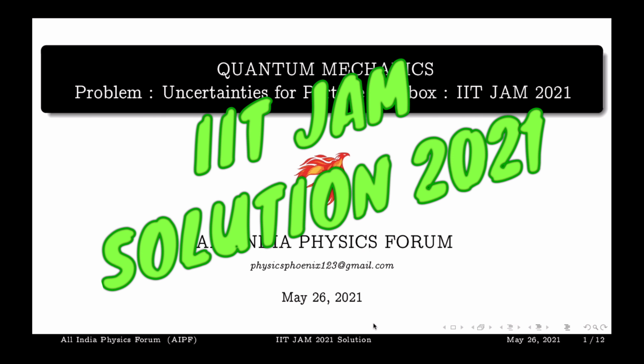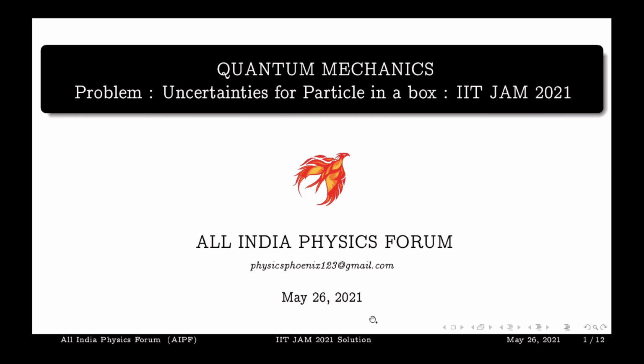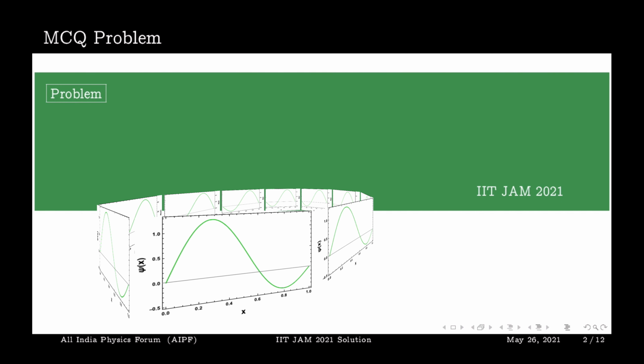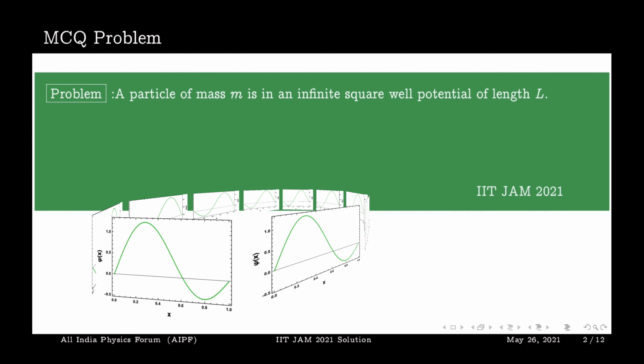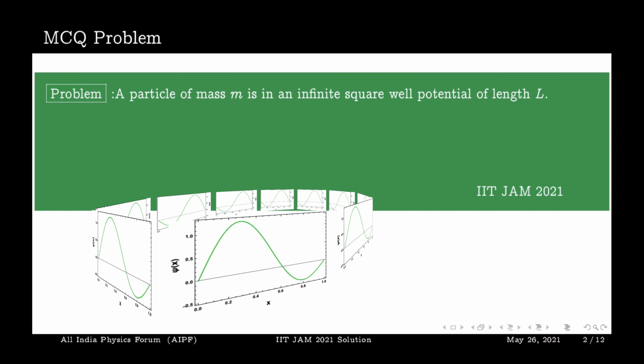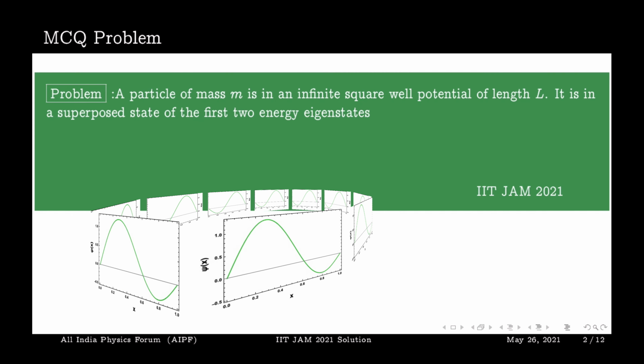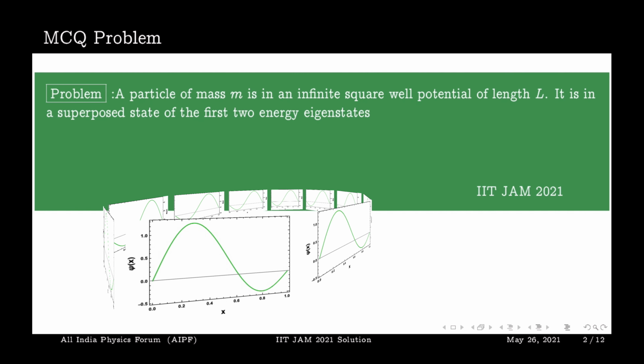Today we are going to discuss a problem from IIT JAM 2021. Okay, let us come to the problem. So this problem appeared in IIT JAM 2021. This problem is based on infinite square well potential. Here the particle has mass m and the width of the square well is L.